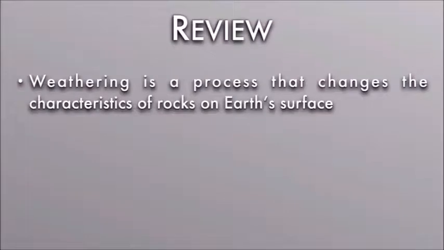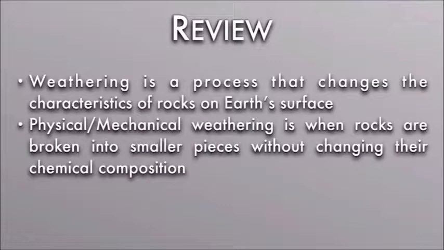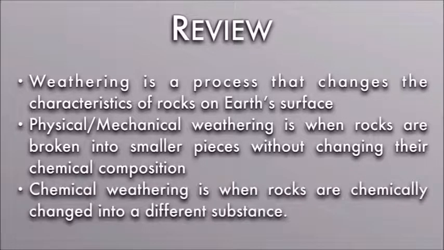So let's review. Weathering is a process that changes the characteristics of rocks on Earth's surface. And weathering comes in two forms. Physical weathering or mechanical weathering is when rocks are broken into smaller pieces without changing their chemical composition. And chemical weathering is when rocks are chemically changed into a different substance.